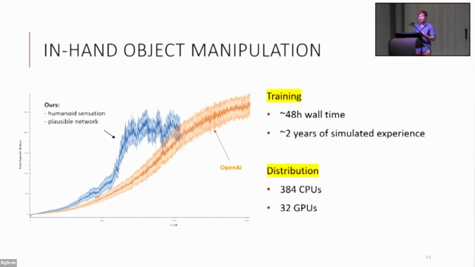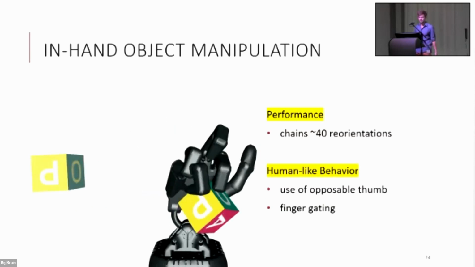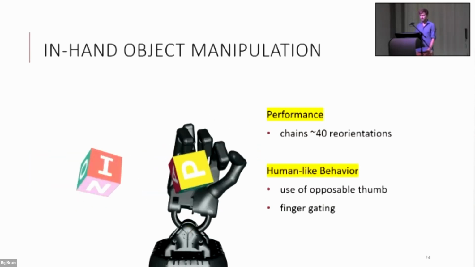And to give you an idea of how intensive it is to train such a model on such a task, here are some numbers. To train this, it took about 48 hours of wall time, which equates to about 2 years of simulated experience. And this is possible because we are highly distributing this on CSCS by simulating on 384 CPUs and optimizing on 32 GPUs in parallel. This is something that ANGORAPY also just does in the background without you having to care about it.